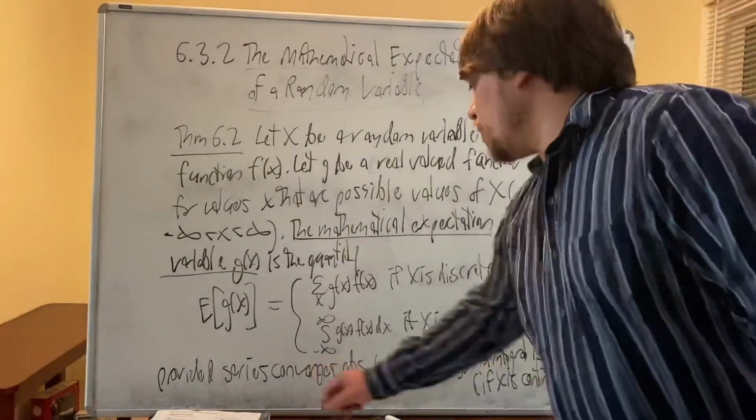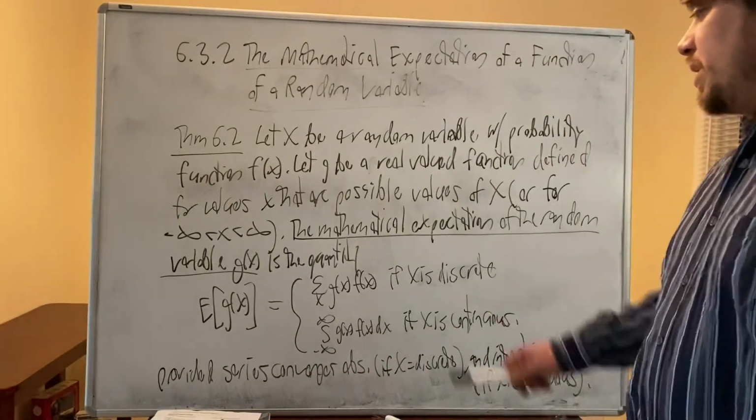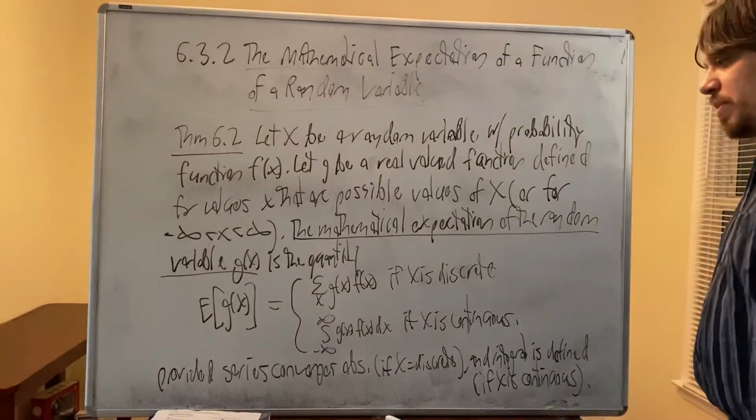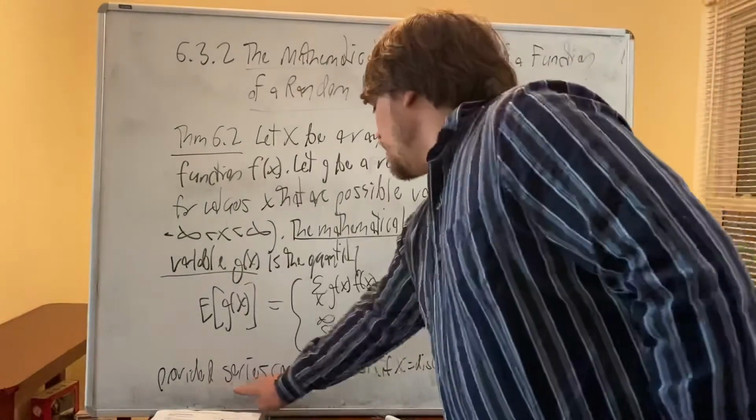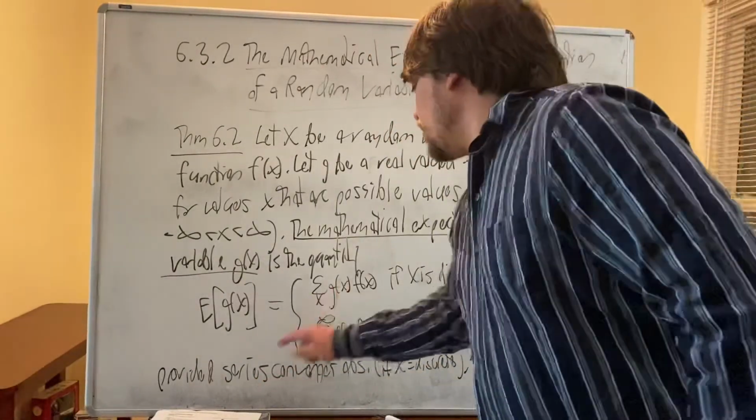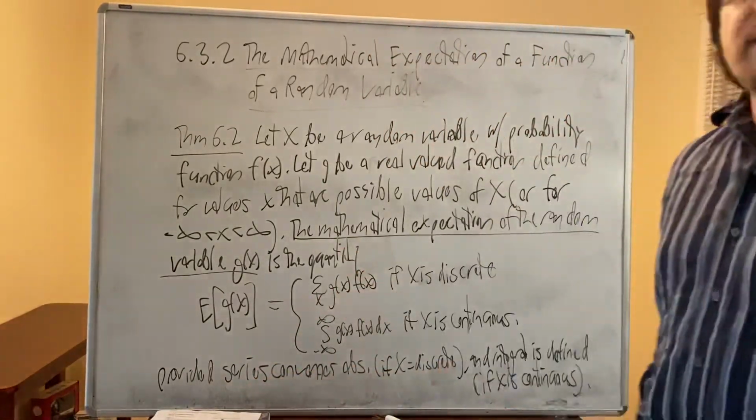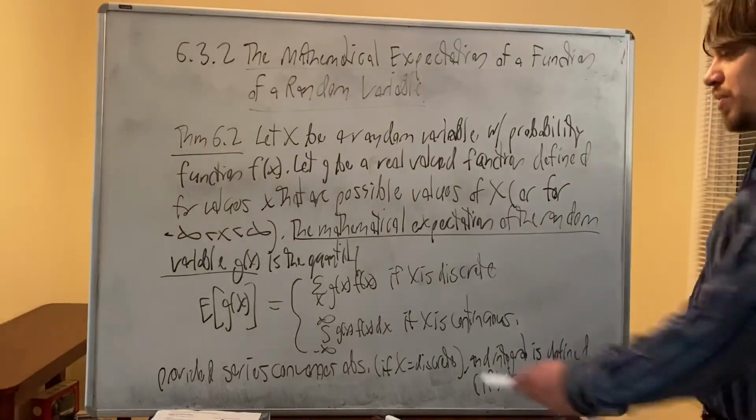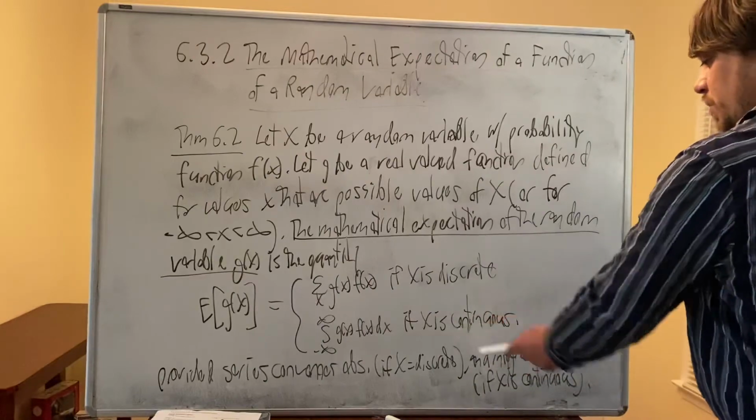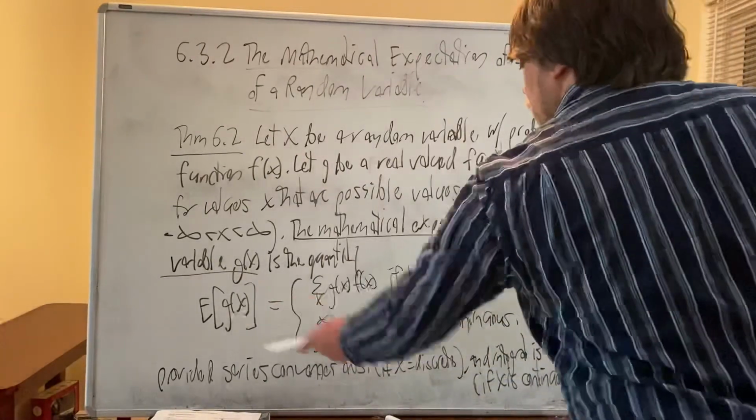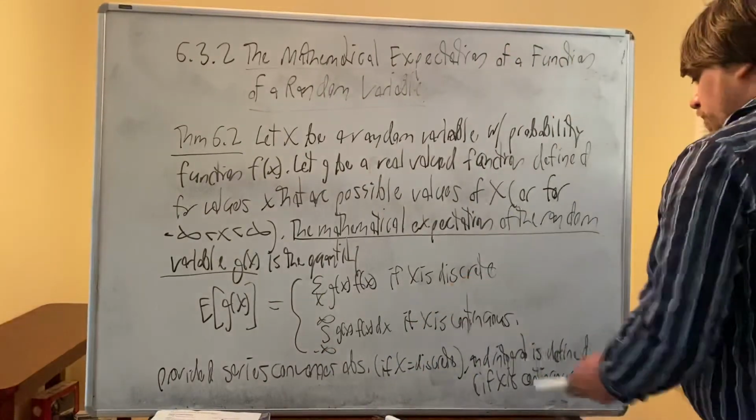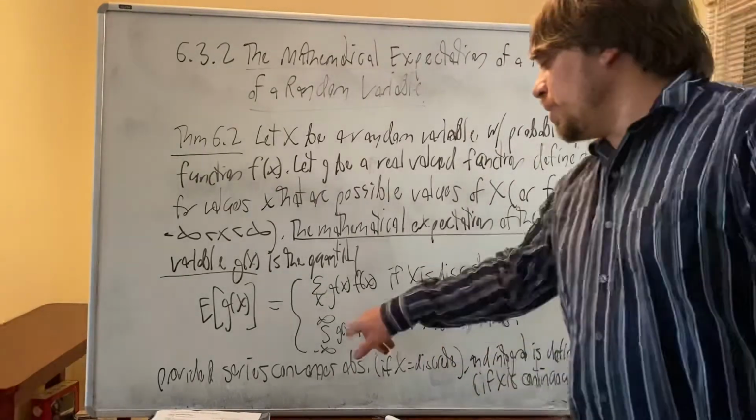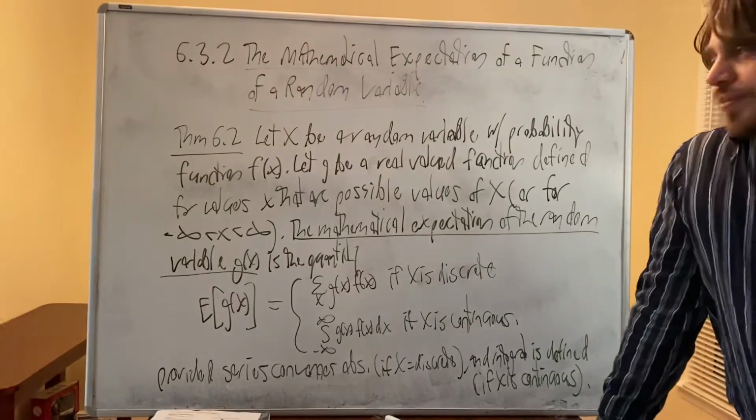Provided the series converges absolutely if x is discrete, that means the sum of the absolute values of its terms is finite. That's what it means for the series to converge absolutely, right? That series converges absolutely if the sum of the absolute value of its terms is finite. That's if x is discrete. And the integral is defined, so if x is continuous, the expectation is equal to that improper integral if the integral is defined, meaning when you compute it, you get a finite number. Okay?